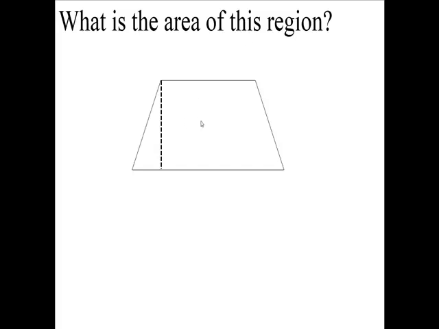Now, how many squares fit inside this region? Okay. Now, this region is what's known as a trapezoid. In a trapezoid, you'll have a base here, you'll have a base here, and the bases won't be the same. The two bases are parallel to each other, and they're separated by the height.